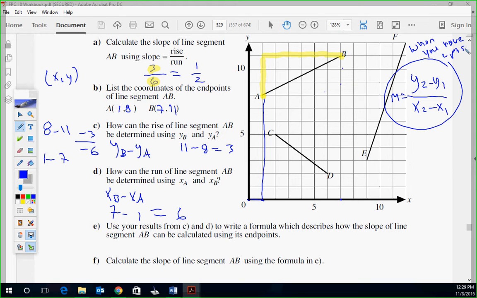Calculate the slope of line segment AB using the formula. So to do the formula, we could just take these points here. So guys, I'm going to do F right here, because it's right next to the points. 11 minus 8 over 7 minus 1. I get 3 over 6 again. Okay, you got a question, Logan? What's up? For E? For E is the formula here. Good. Any other questions?